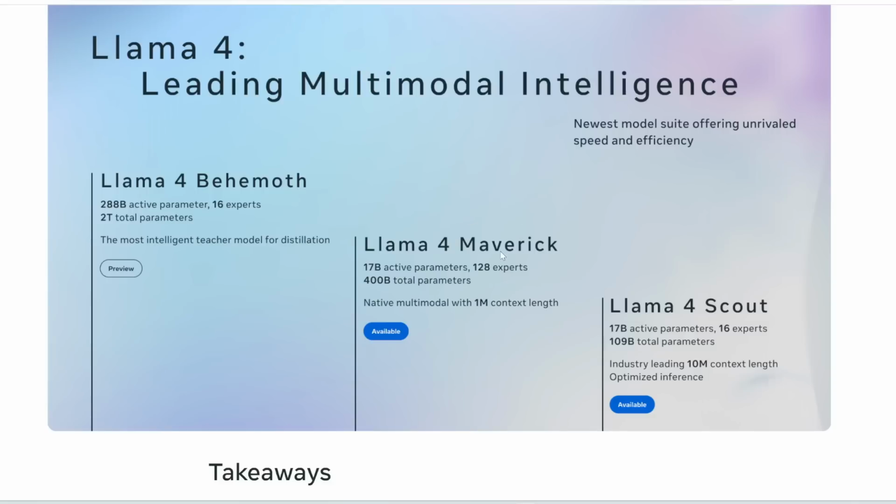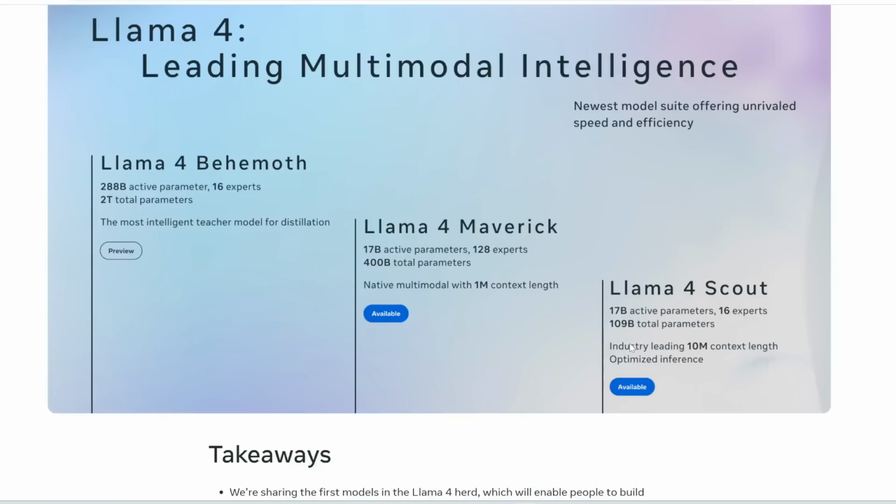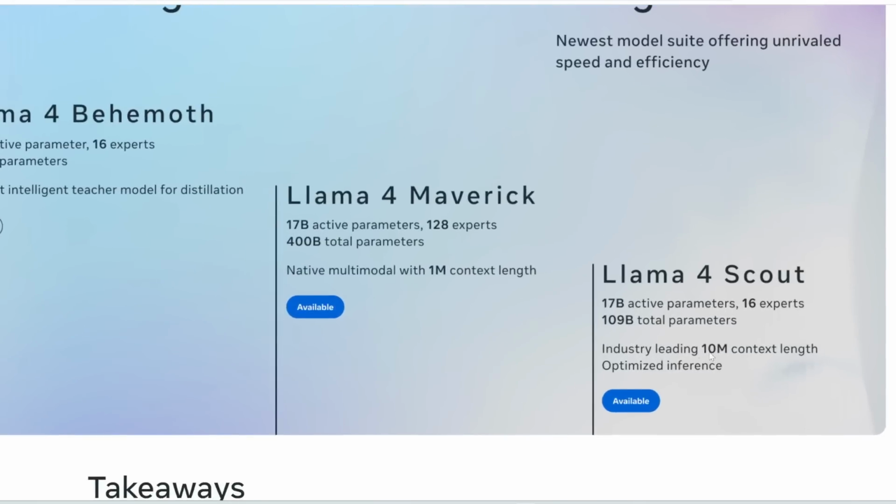And then the medium-sized version is called Maverick. This has 400 billion parameters, which is still huge. And then Llama 4 Scout has 109 billion total parameters. And this one is nice because it has a 10 million context window.